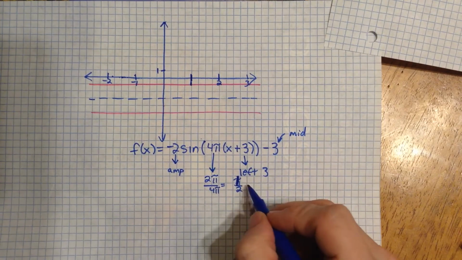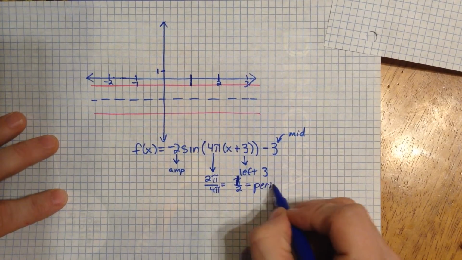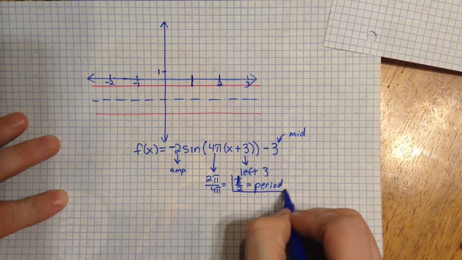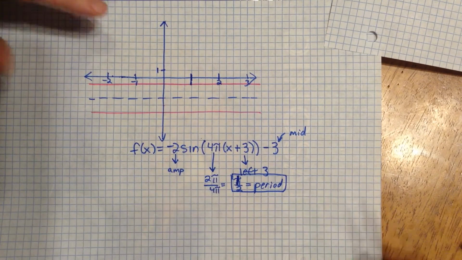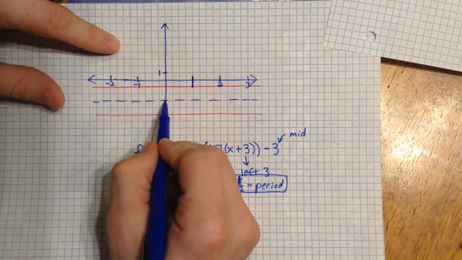So the period, sorry about the mix up before, I apologize. The period is actually 1/2. Okay, that's the trickiest part of this whole graph. So this is a sine graph. We're going to start at 0, 0. So we're going to start right there on the line.